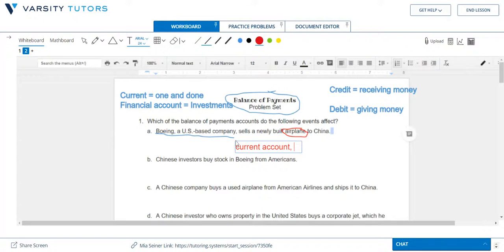And because Boeing's a US company and it sold an airplane to China, the US received money, aka credit.